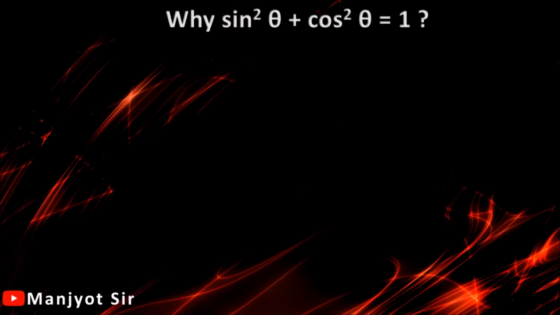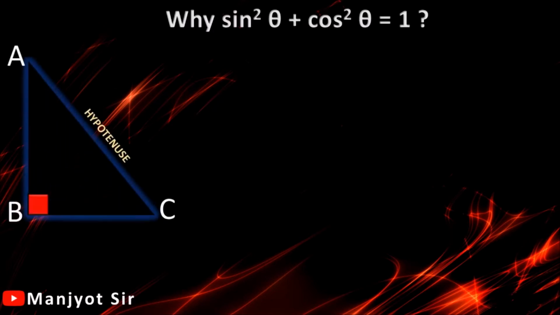So first let us consider one right angle triangle ABC, in which angle B is 90 degrees and AC is the hypotenuse. Now here in this entire video we are going to consider angle A as theta. So the opposite side for angle A will be BC and the adjacent side for angle A will be AB. So remember students, in this entire video our opposite side will be BC and our adjacent side will be AB. Now let's start with the proof.